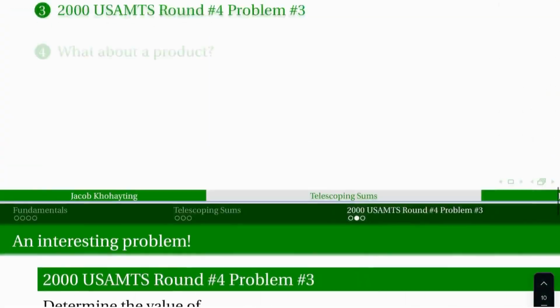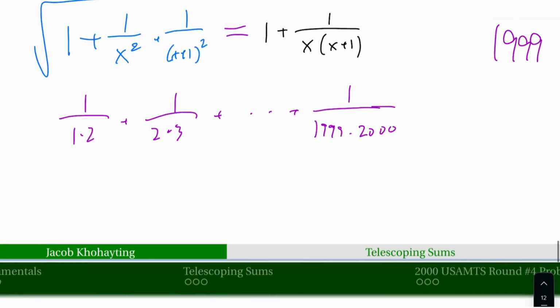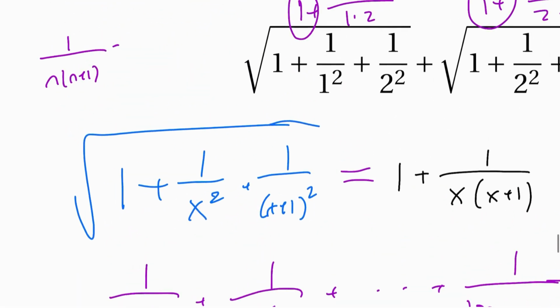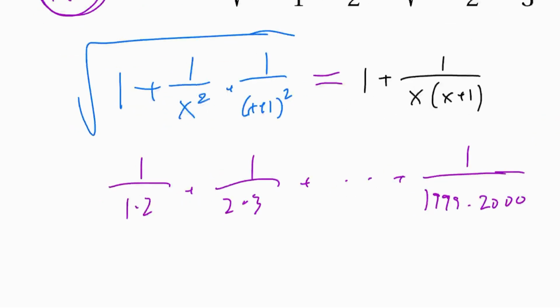But this is identical to what we saw earlier. Let's just apply what we saw there. So 1 over n times n plus 1 is the common term. We can separate that into 1 over n minus 1 over n plus 1. This is a very common telescoping sequence that you'll see in math, so I recommend knowing that by heart.